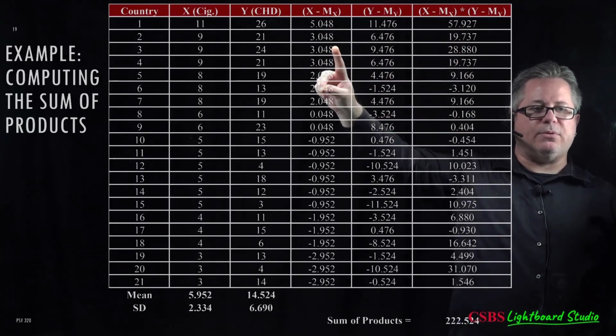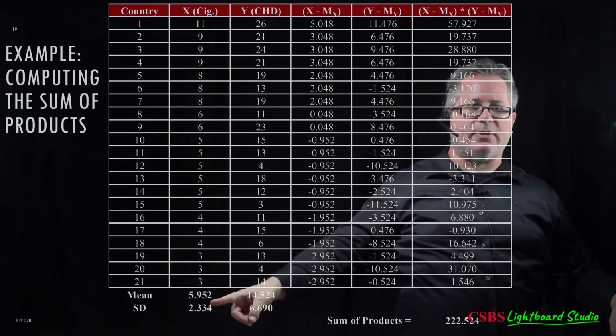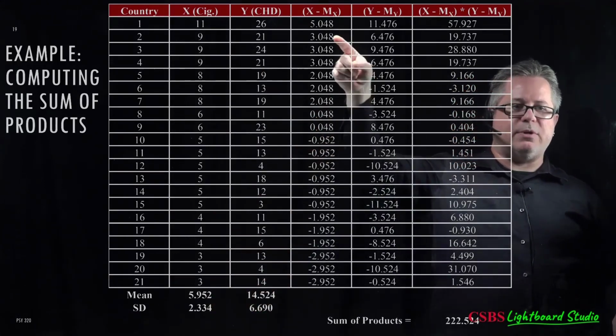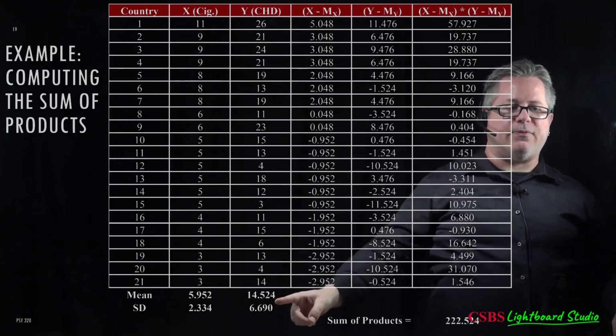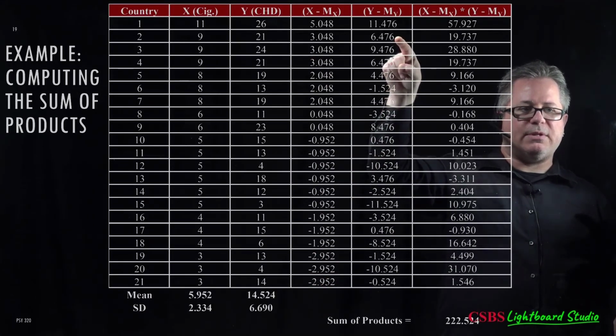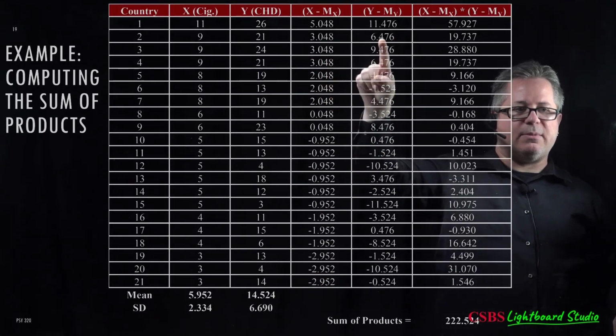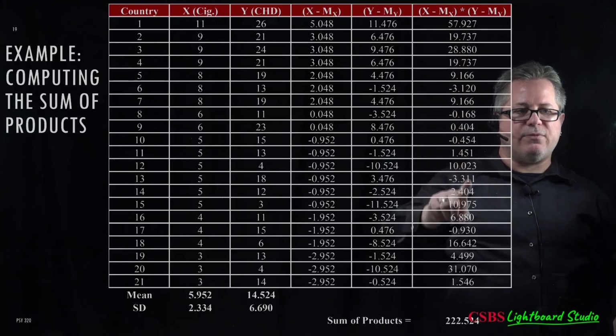And then for country number 2, they have an x score of 9. 9 minus 5.952 is 3.048. They have a y score of 21. 21 minus 14.524 is 6.476. I multiply this times this, and I get the product for country number 2. I've done that all the way down for every single country.